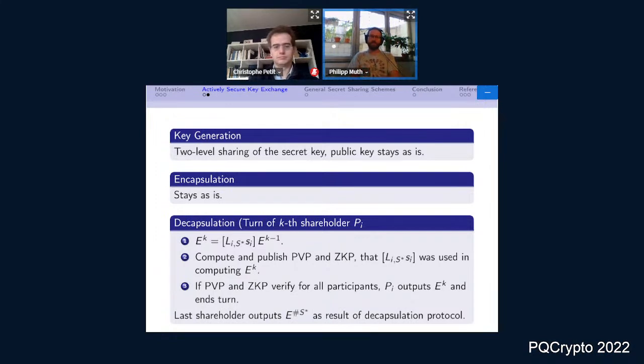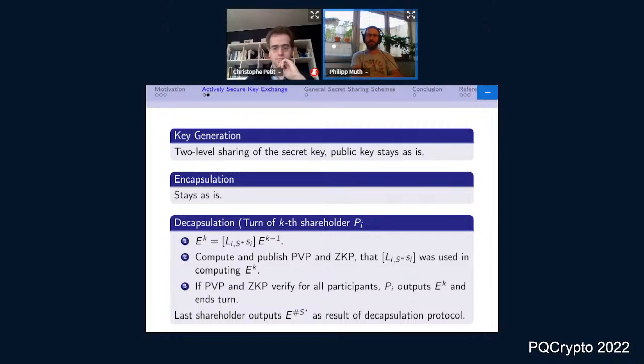We leave the encapsulation protocol unchanged, since it is not affected by the modified sharing of the secret key. The decapsulation protocol underwent the most significant changes. At the core of it is still that a shareholder PI computes his output, EK, by applying his share SI multiplied by the Lagrange interpolation coefficient to his input EK minus 1, where K is his position in the turn order.